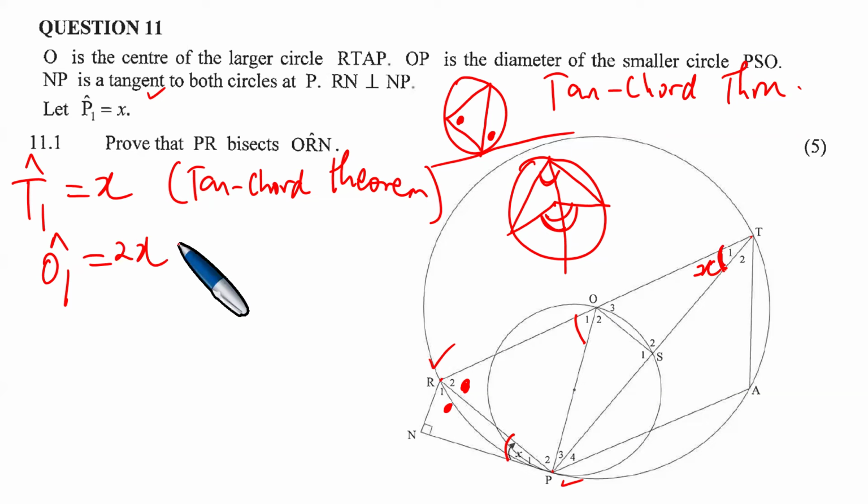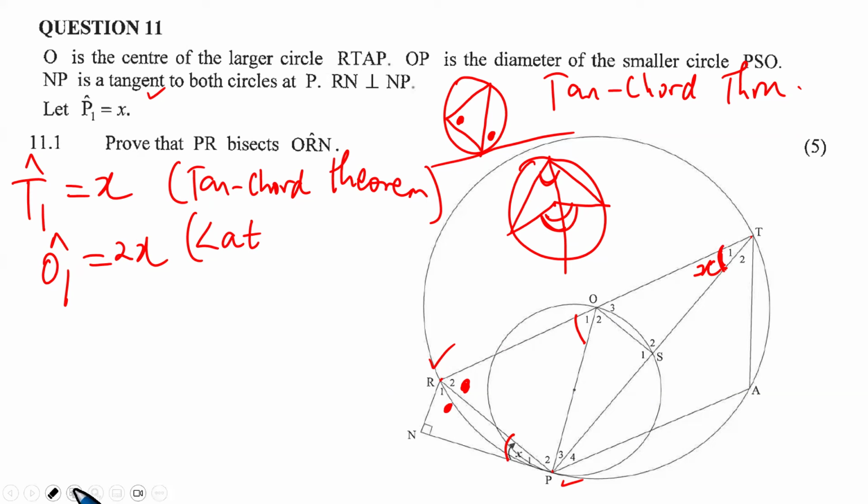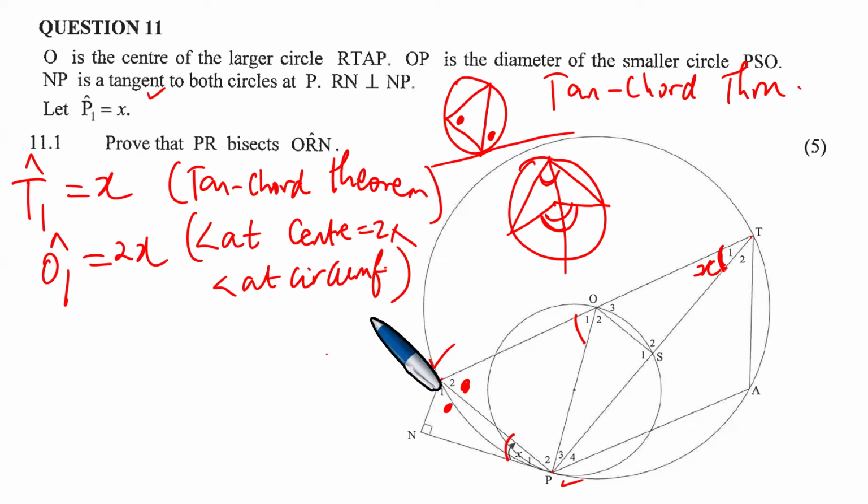With that said, angle at center equals 2 times angle at circumference. Next, which means that this angle is 2x. You can just put 2x there. What is the angle P2 now?